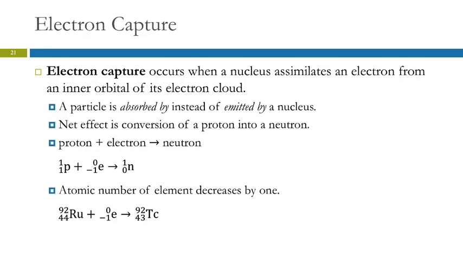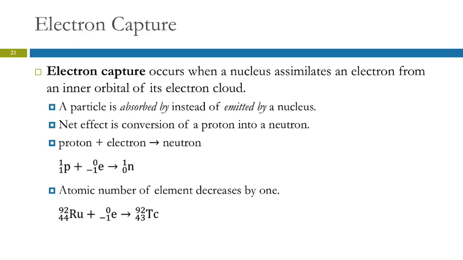So this is not something being given off, but something coming in. A nucleus assimilates an electron from an inner orbital of its electron cloud. One of those 1s electrons, most likely, gets absorbed into the nucleus. So how does an electron exist in the nucleus? Well, it combines with a proton and becomes a neutron. So that's the net effect. You've converted a proton into a neutron by absorbing an electron from one of the inner orbitals.